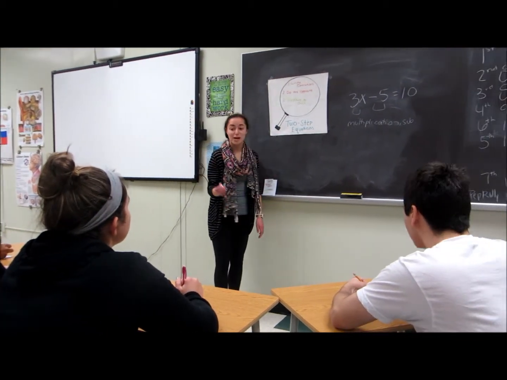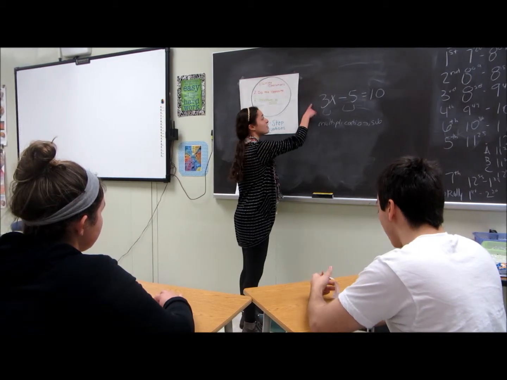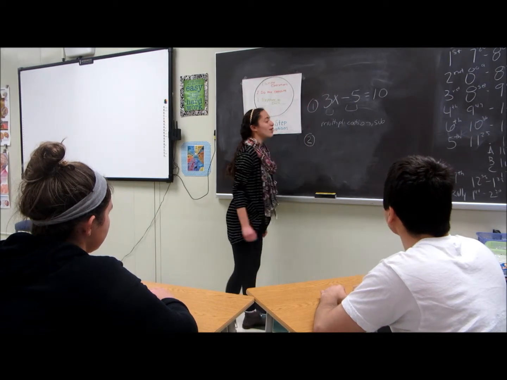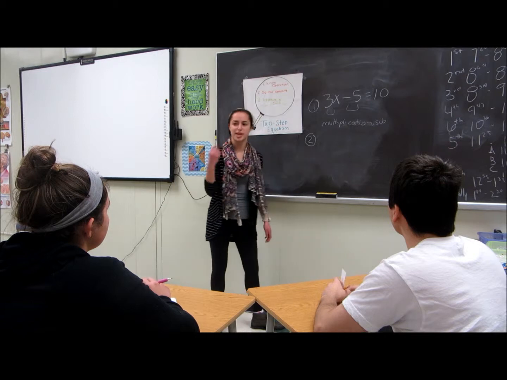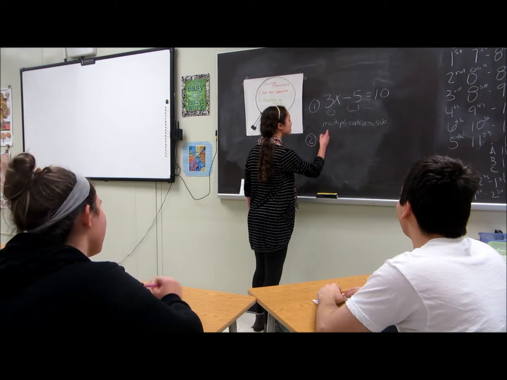Okay, the second flap says do the opposite. This part's a little bit more confusing. So this was the first step. The second step, we're going to do the opposite of what I just wrote. So what's the opposite operation of multiplication? Can somebody answer? Yeah, Abby? Division. Right answer. So the opposite of multiplication is division.